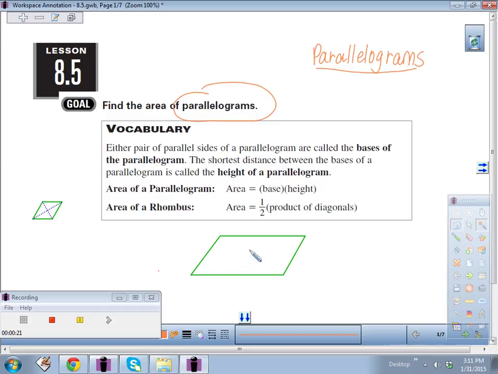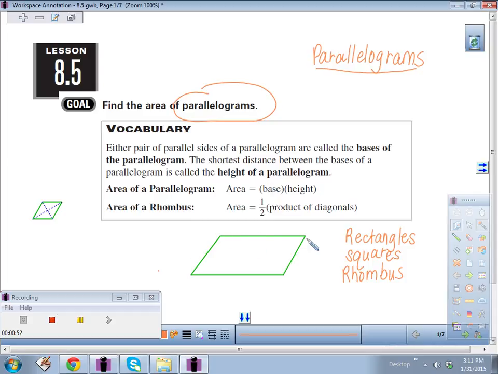What other shapes are also parallelograms? Well, we have rectangles that are parallelograms. We have squares that are parallelograms. And rhombuses are also under the category of parallelograms. So, the area formula for a parallelogram is the base times the height. Okay, so base times height.